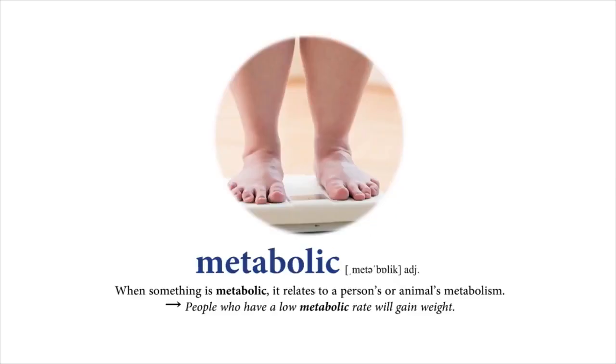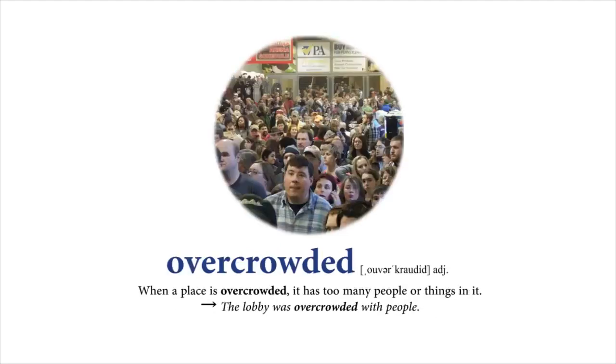Metabolic. When something is metabolic, it relates to a person's or animal's metabolism. People who have a low metabolic rate will gain weight. Overcrowded. When a place is overcrowded, it has too many people or things in it. The lobby was overcrowded with people.